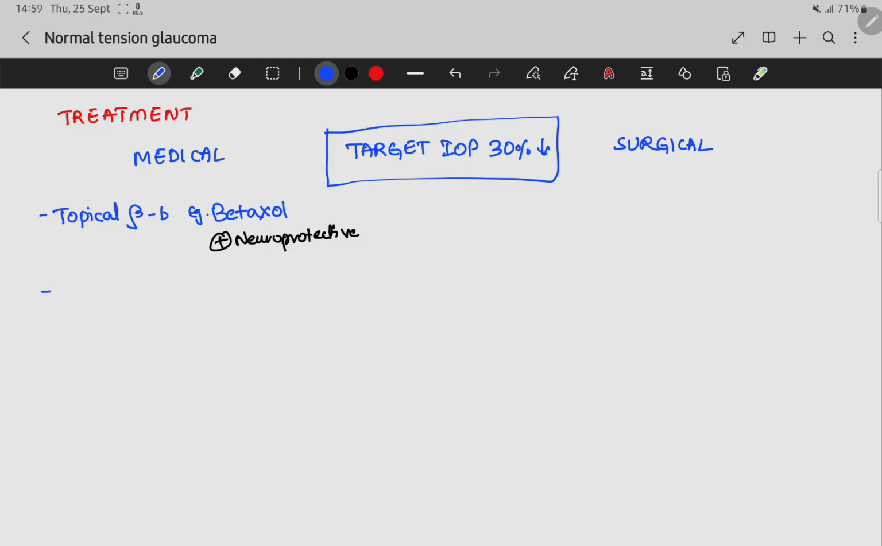Then we can also use alpha agonist, brimonidine. It also has neuroprotective action. So both these are neuroprotective, brimonidine from alpha agonists and betaxolol from beta blockers. Both have a neuroprotective role.